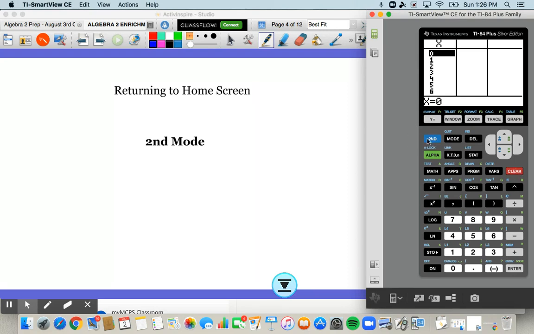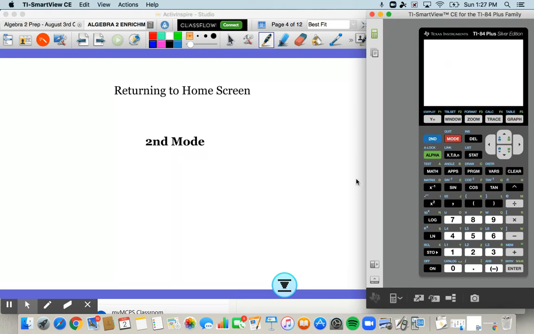I could turn the calculator off, which is second on, right? I would turn it off. Or I could just quit, and if I push second mode, it takes me back to the home screen. So if you ever get stuck somewhere and you're pushing a bunch of things and your calculator won't clear, like you can't get out of it, push second mode and it will just take you to the home screen.